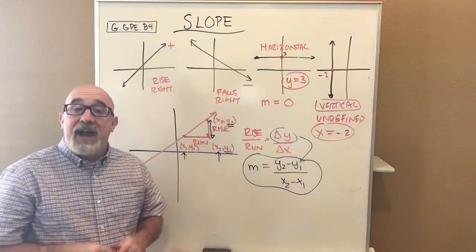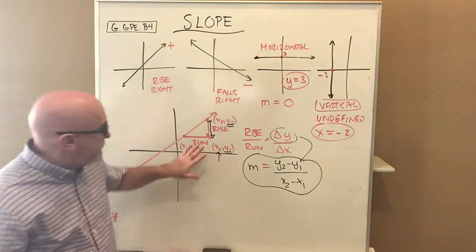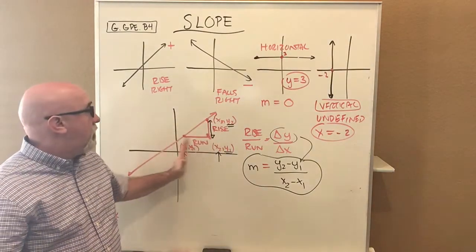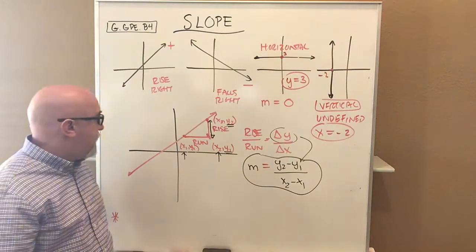Let's take a look at a couple examples of how to calculate slope given some different numbers. But this is the mechanism. It's the change in the height over the change in the run, right? Rise over run each time.